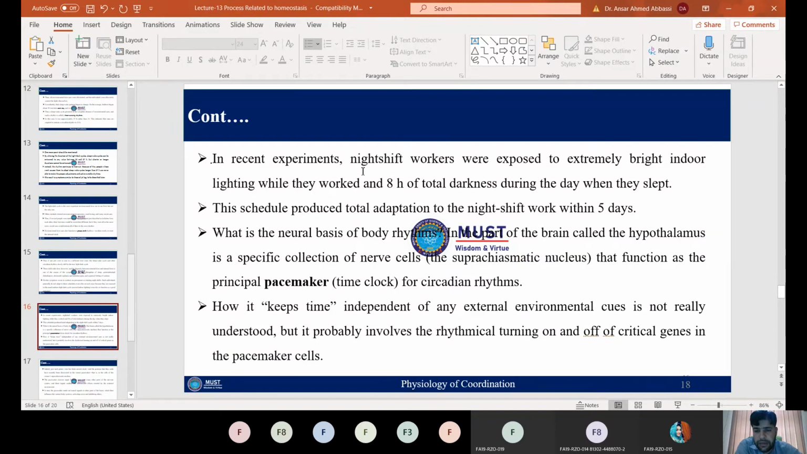In the brain, a specific part is present that is called the hypothalamus. The hypothalamus is a specific collection of nerve cells which has the suprachiasmatic nucleus, and this is the pacemaker. As all of you know, the pacemaker is very important. It is the time clock and it is important for the circadian rhythm. How it keeps time independent of any external environmental cues is not well understood, but we can say it probably involves the rhythmical turning on and off of critical genes in the pacemaker cells.